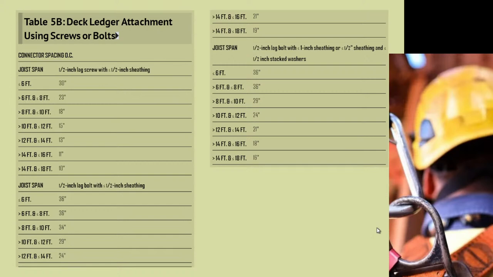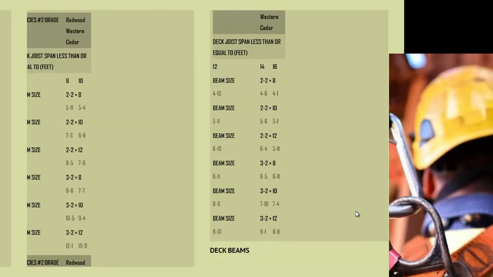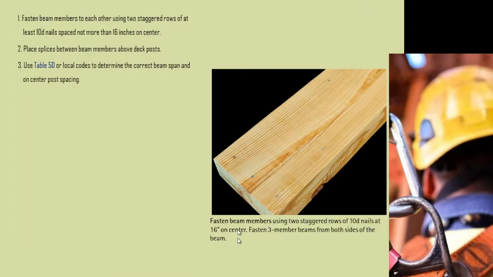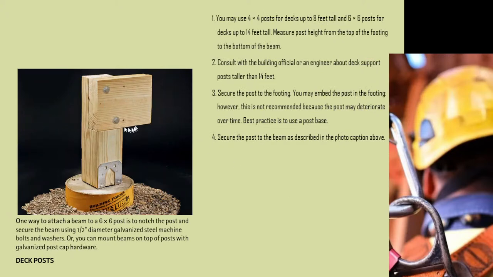So these are attachment, bolts, sizes, and so on, for deck support. Fasten the beam members using nails. One way to attach a beam to a 6x6 post. This is a 6x6 post. You can also use a steel plate to attach the beam to the footing, and this is the foundation. So from beam to column to footings, then to the soil. Deck or slab to the beam to the column. That is how we transfer load.